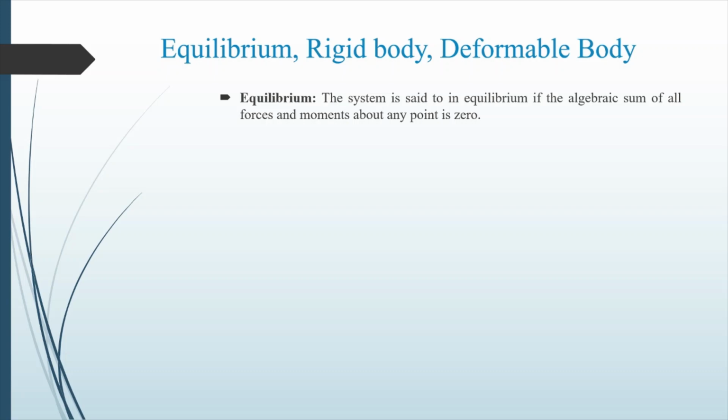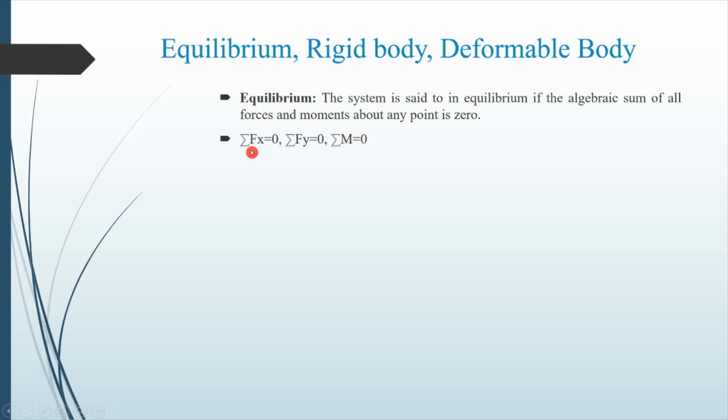So we'll see the equilibrium. The system is said to be in equilibrium if the algebraic sum of all the forces and moments about any point is 0. We have studied this part on equilibrium in mechanics also. So there were three conditions of equilibrium. The first condition was summation of Fx is equal to 0. The second condition was summation of Fy is equal to 0, and the third, summation of moments is equal to 0.